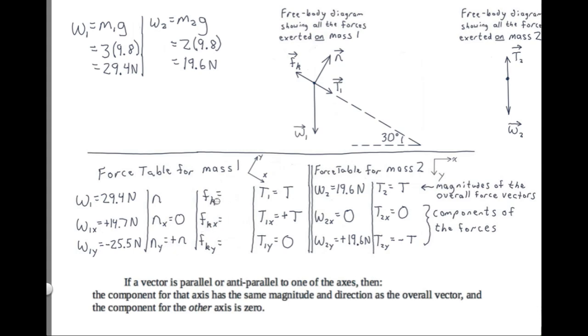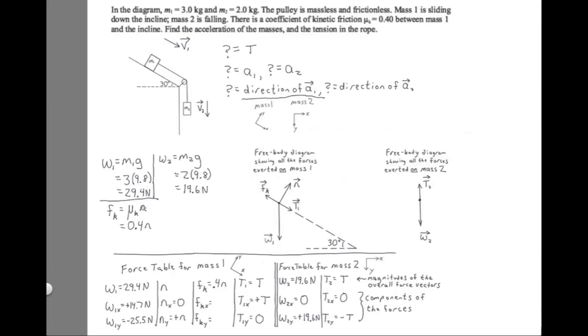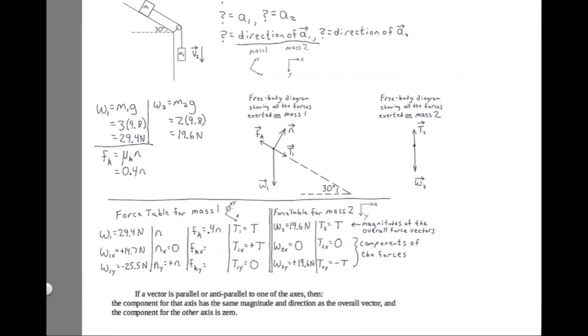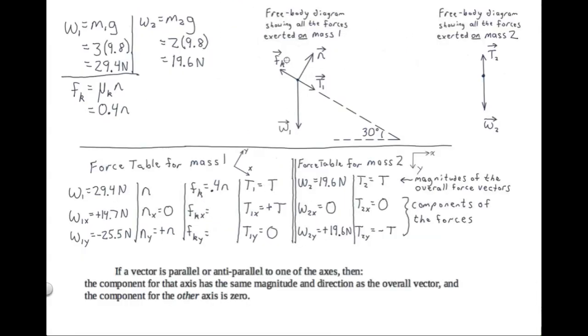Now we have to deal with the kinetic friction force, and for that there's a special formula. Here's our special formula. We plug in 0.4 as the value of mu sub k, and we don't know what lowercase n is yet. So the magnitude of this kinetic friction is 0.4 n. The kinetic friction is pointing in the negative x direction. So the x component will be negative, and the magnitude will be 0.4 n for the x component, and the y component will be 0 using this rule.